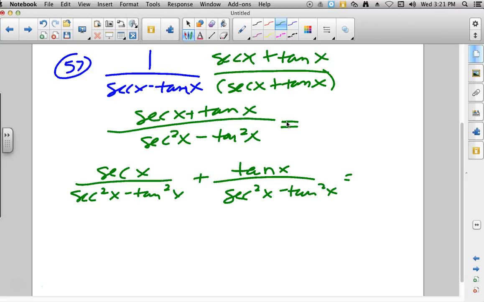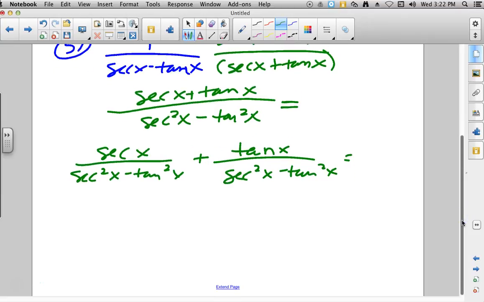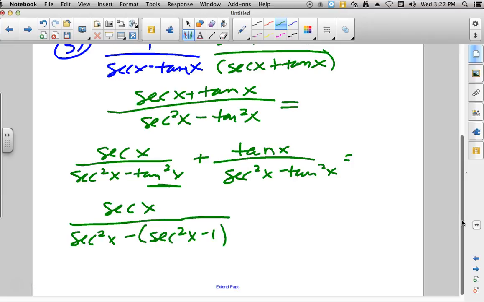Now, why do that? Because once I have it split up, now I can make the first fraction all about secant, and I can make the second fraction all about tangent by using my Pythagorean identities. And then that will give me a better feel for what I'm trying to prove here. So secant x over, and again, this one would be all about secant. So I'm going to replace this tangent with secant squared x minus 1. And then in the second fraction, I'm going to replace secant squared x with 1 plus tangent squared x.